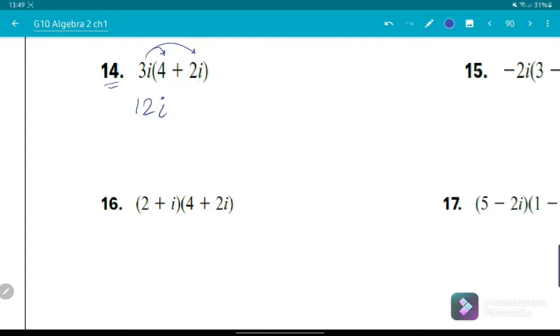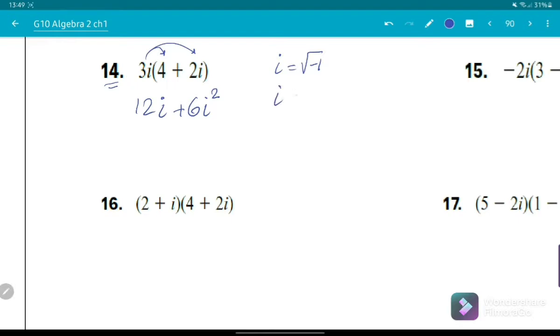3i multiplied by 2i, the answer will be 6i squared. Here we have something new. What's the value of i squared? We know that the value of i is the square root of negative 1, because we don't have a value for the square root of something negative. So we express it by i. We imagine a value and call it i.